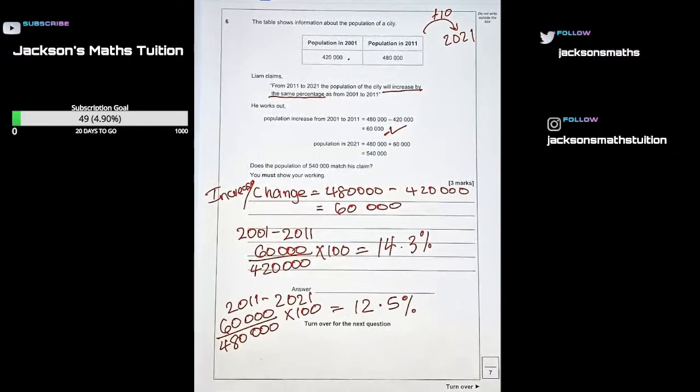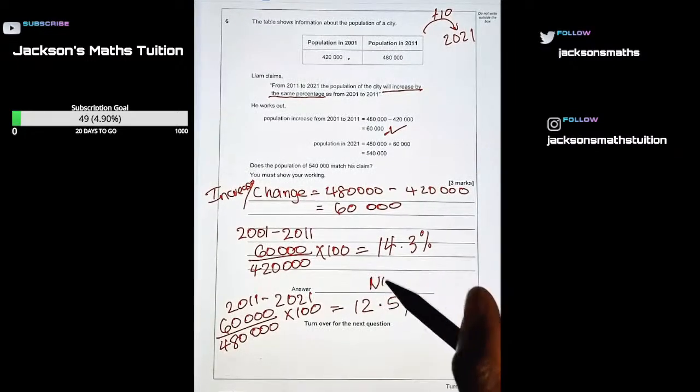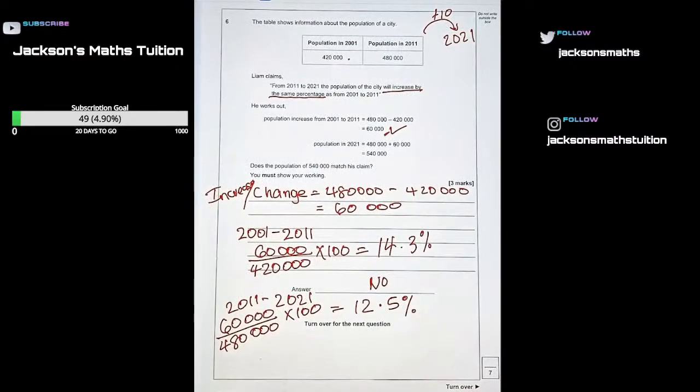12.5%. Now we can compare both, and we can see that the percentages are not the same. So to answer the question, does the population of 540,000 match his claim? That's going to be a big no, because the percentages are different.